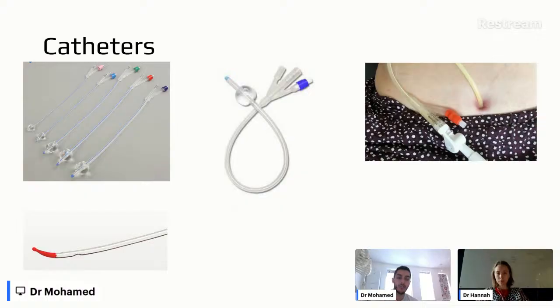So he was a candidate for suprapubic catheter. Sometimes this is also used in patients with Fowler syndrome, or where urethral catheters are just not an option for one reason or another.